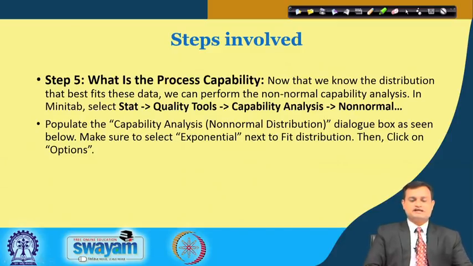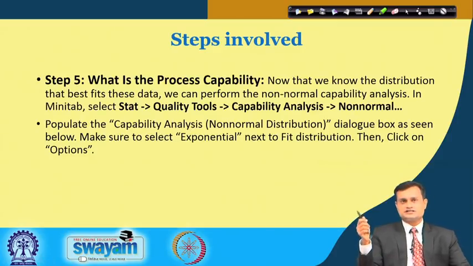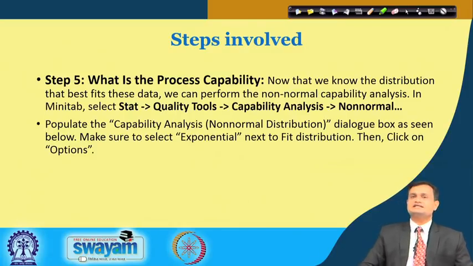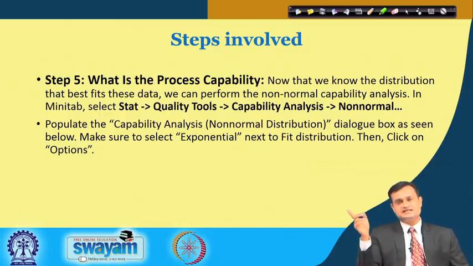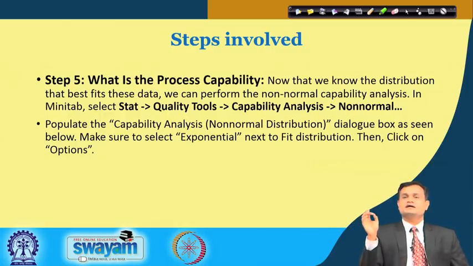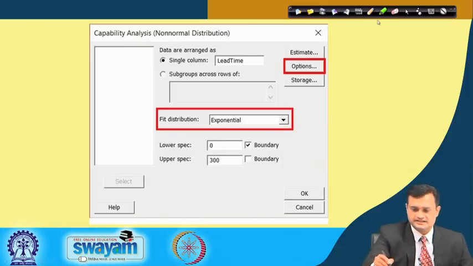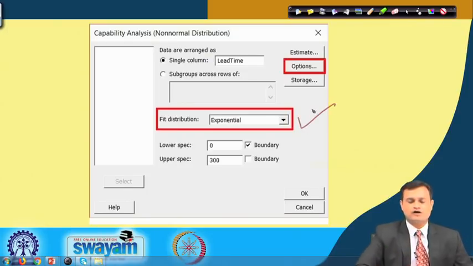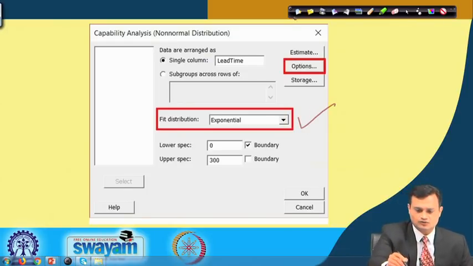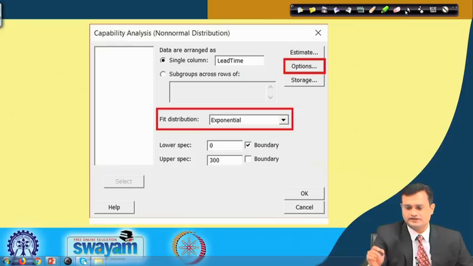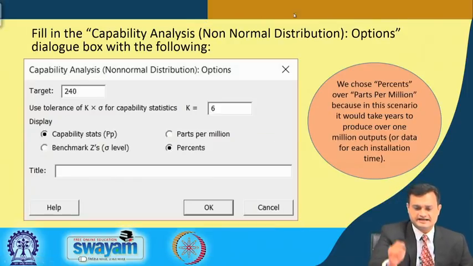So now step 5, what is the process capability? You use the options Stat, Quality Tools, Capability Analysis, Non-normal. I am exercising option 1 because it is my non-normal process capability. I have figured out the best fit distribution. You have chosen the exponential distribution, which you found in the previous analysis, and now with this you conduct the process capability analysis.